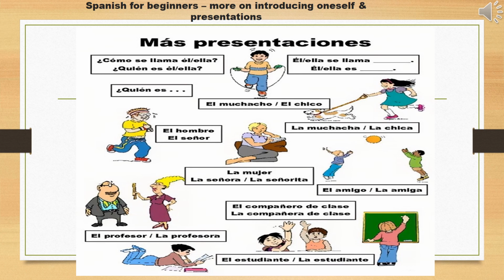So you can continue diminishing. When you add, for example, la muchachita, it is smaller than la muchacha. There's muchacha, but you can say muchachita also. Muchachita. Or you can say la chiquita. La chiquita.